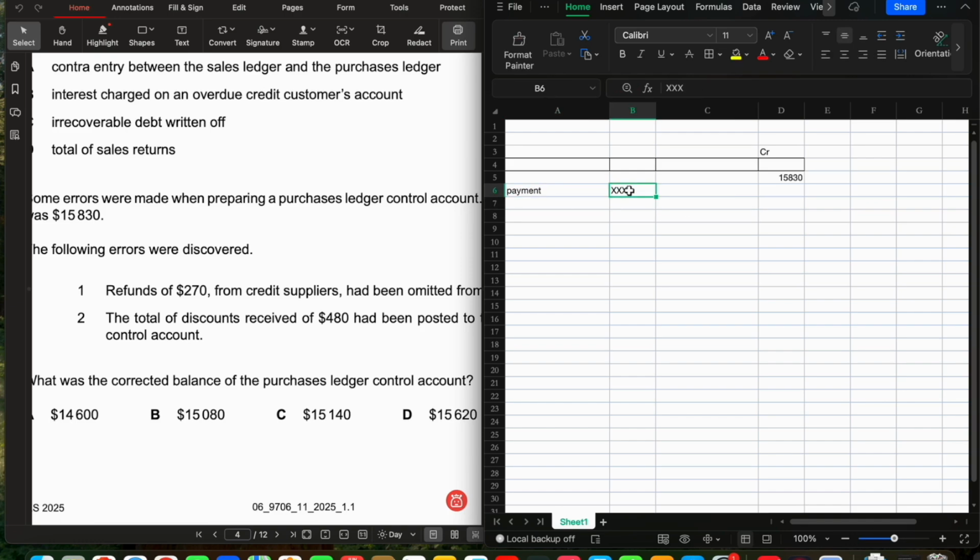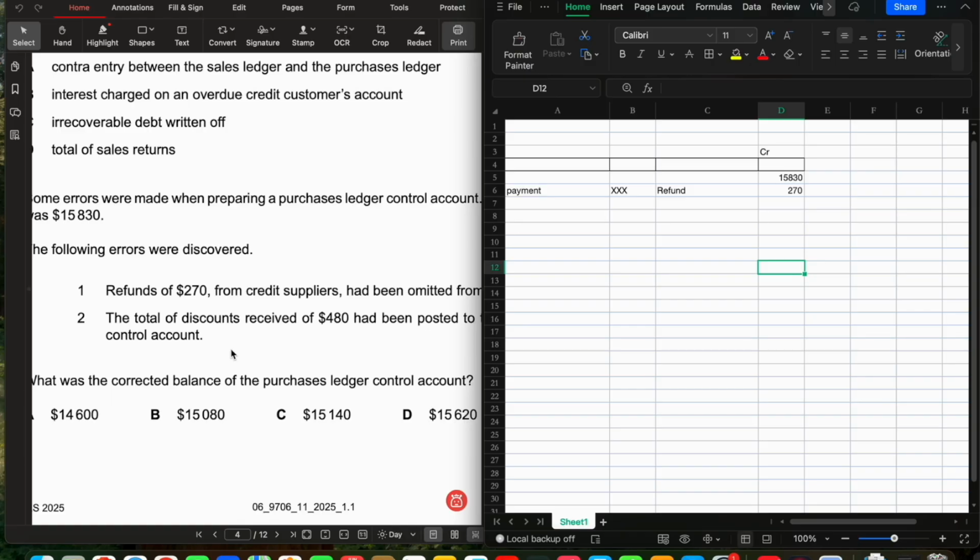But now what we are saying is, from this payment, the supplier is giving us a refund of 270. So we need to decrease this amount, so we'll write it out here: refund of 270.